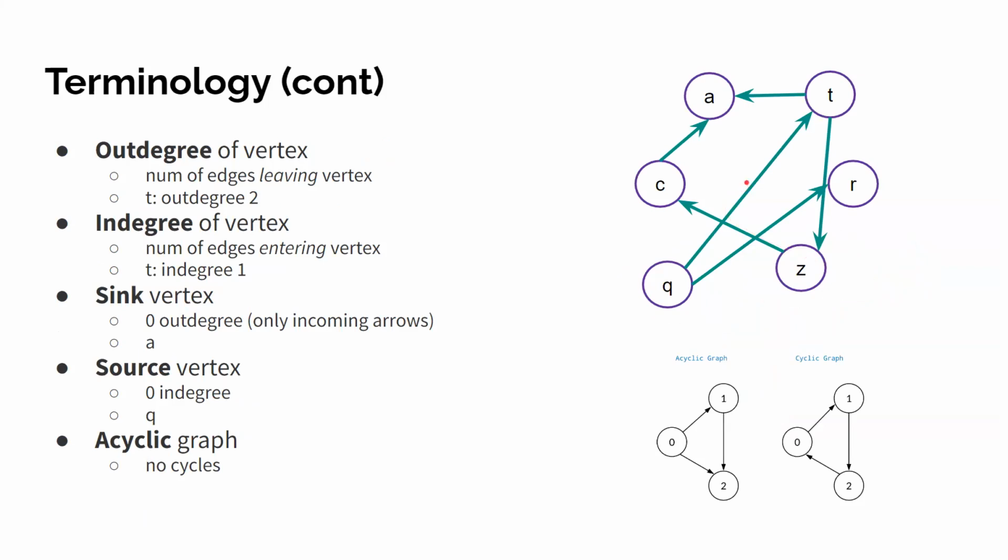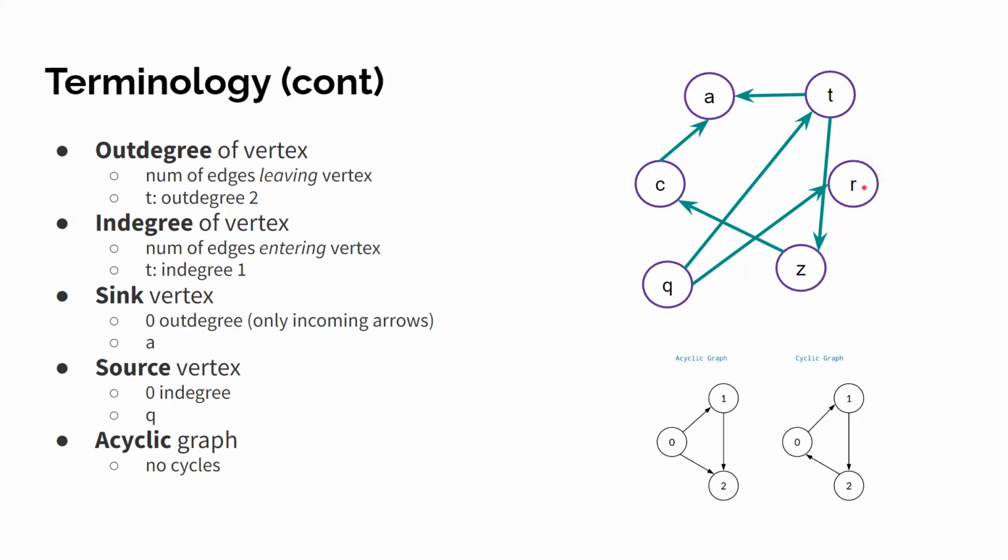Okay, let's continue the terminology. So now there's a thing called out degree and in degree. This is all basically for directed graphs. So out degree is counting the number of edges that are going out from it, that are leaving the vertex. So we take T, for example, and it has the out degree of 2 because it has 1, 2. We don't count the one going to Q because it's going into it. For R, that would have an out degree of 0, and that's okay.